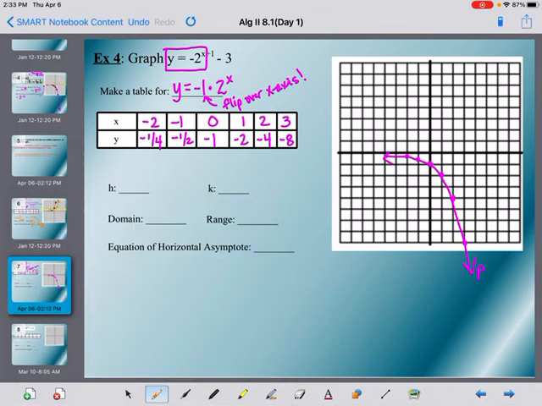And up in the exponent, I see x plus 1 up here in my orange parentheses. Remember, h is opposite of what you see. That means that h is -1. So a negative h value is going to move me to the left. And then my k value is -3, and that is going to move me down. So I'm going to take each of my points on my parent graph, and I'm going to move them 1 to the left and 3 down.